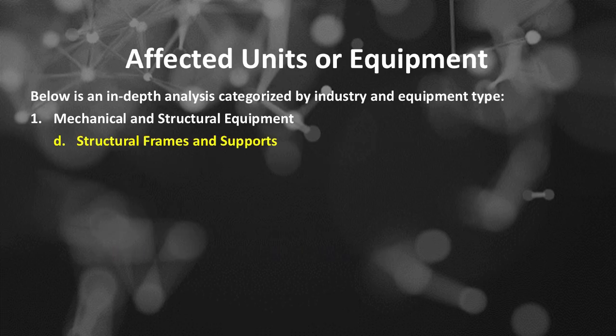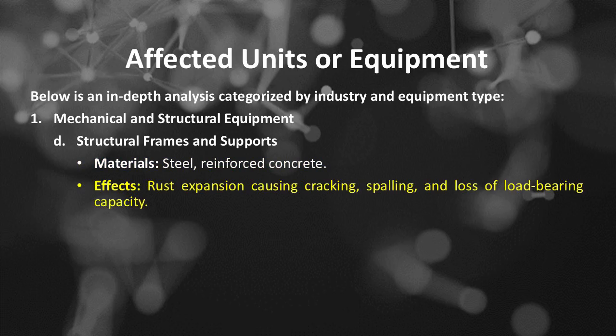Number D of mechanical and structural equipment is structural frames and supports. Materials: steel, reinforced concrete. Effects: rust expansion causing cracking, spalling, and loss of load-bearing capacity.